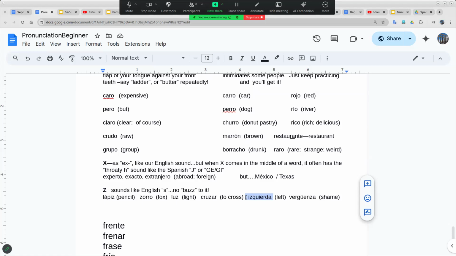Izquierda. Wow, look at all the izquierda. Look, it combines a Q-U-I. Wow, Q-U-I-E. Izquierda. And here comes that shame word. Boy, that sounds bad, doesn't it?